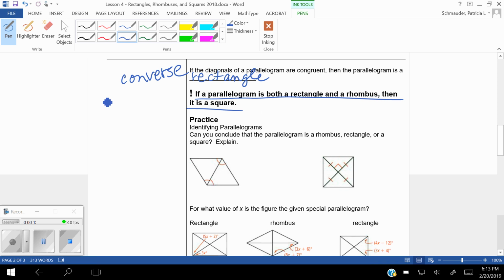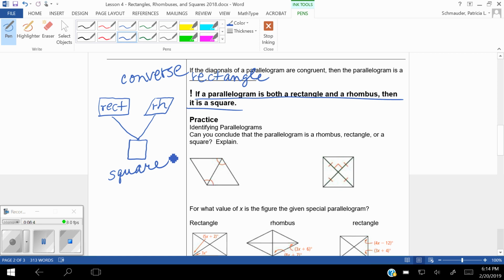So think about it like this. Let's say we got our rectangle here. We got our rhombus here. I'm just going to call that RH. And let's suppose they got together and had a little baby. It would be a square. So the love child of the rectangle and the rhombus is a square.